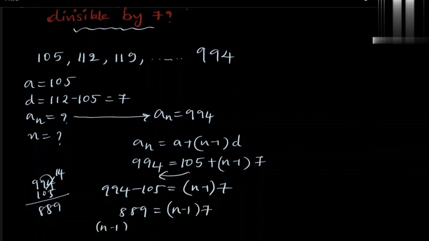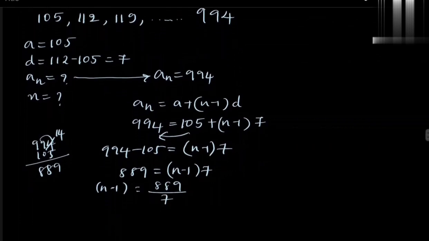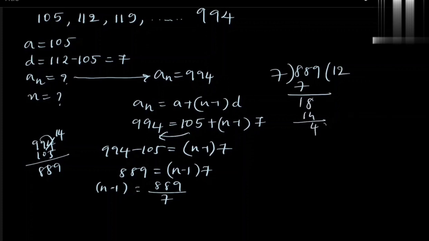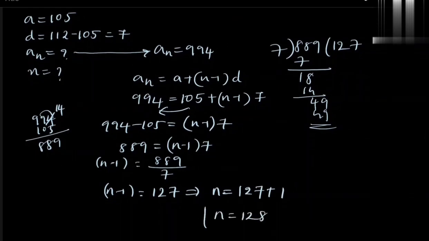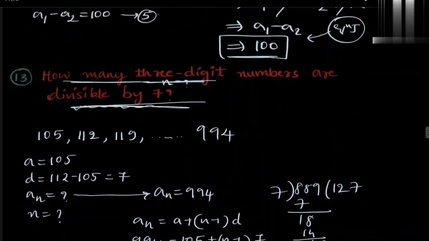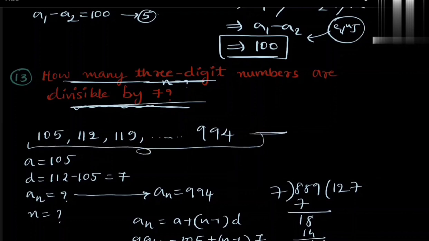So n minus 1 is equal to 889 divided by 7. Now divide 889 by 7. 7 1s are 7, 8 minus 7 is 1, 18. 7 2s are 14, so 4, then 7 7s are 49. Therefore n minus 1 is equal to 127. That implies n is equal to 127 plus 1. Therefore n is equal to 128. So in this AP there are 128 three-digit numbers which are divisible by 7.